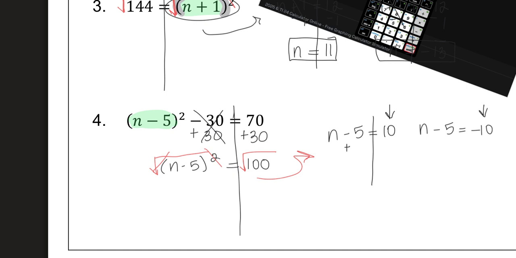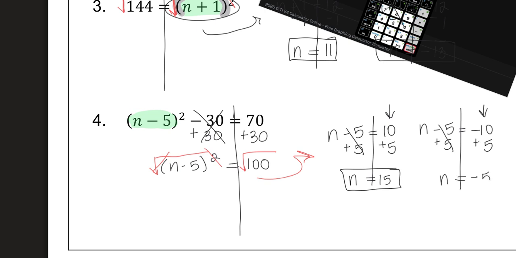So to solve this, we would add 5. So n equals 15. That's my first answer. Or solve the same way over here, plus 5, but now we have n equals negative 5. Okay, because here we had 10 plus 5, which is 15. Here we have negative 10 plus 5, which is negative 5. So be very careful when you're solving these. It can be a little tricky, all right?